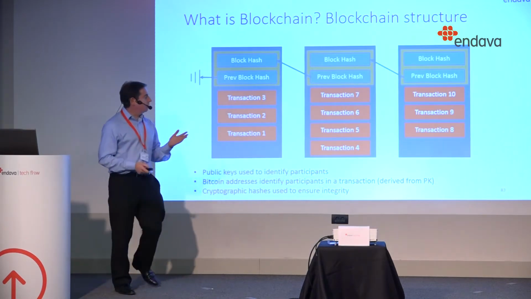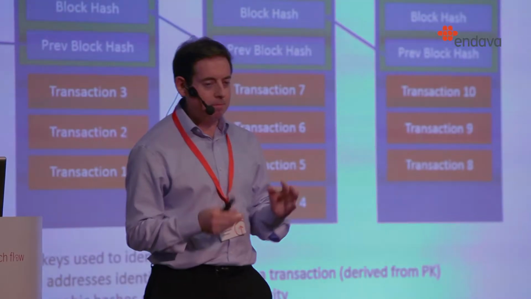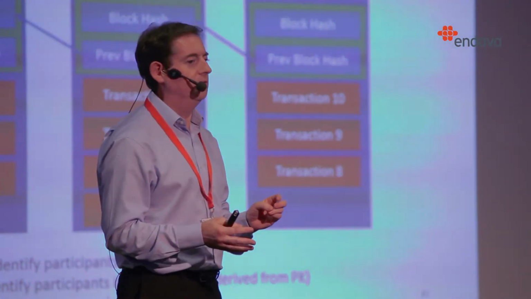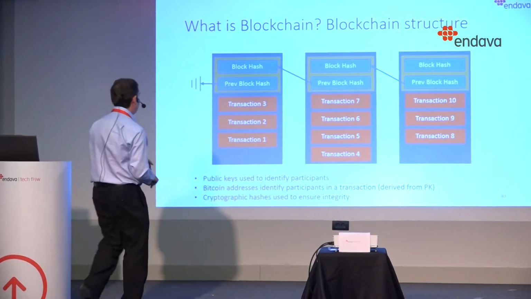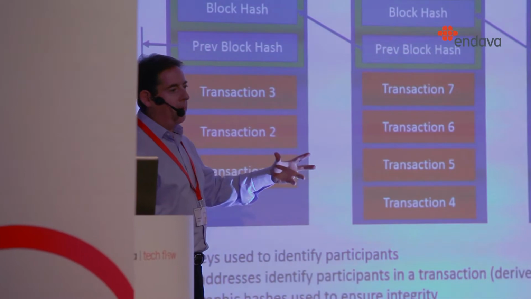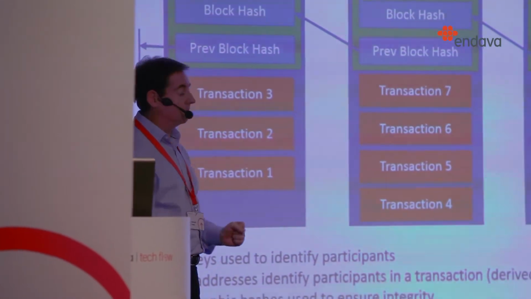So what does a blockchain look like? If you're a cryptographer, this is blindingly obvious. If you're not a cryptographer, like me, it's not entirely obvious, so it's worth just quickly going over. A blockchain is, every block has the same sort of format, so it's a bit like a database management system.